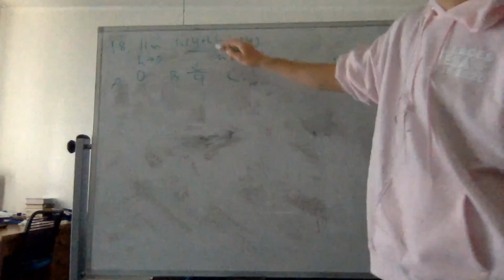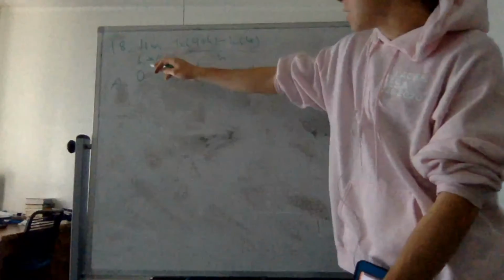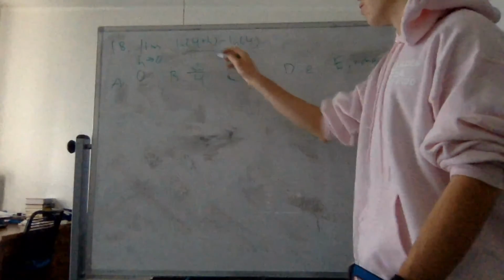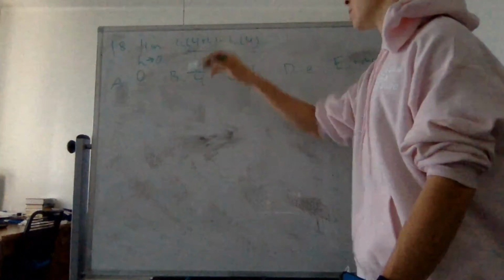So this here is a hidden derivative. For a hidden derivative, you can recognize it because it'll normally come out to 0 over 0. As h approaches 0, this is ln of 4 minus ln of 4, which is 0, over h, which is 0, so 0 over 0.